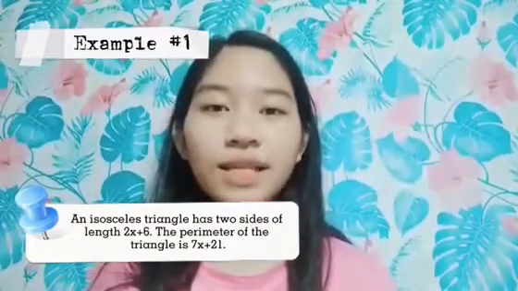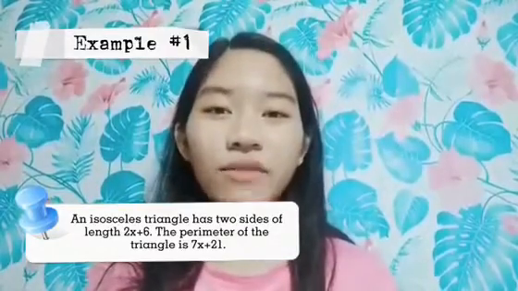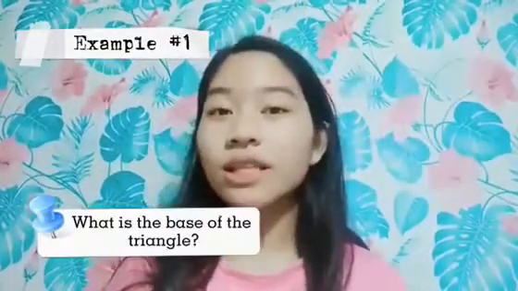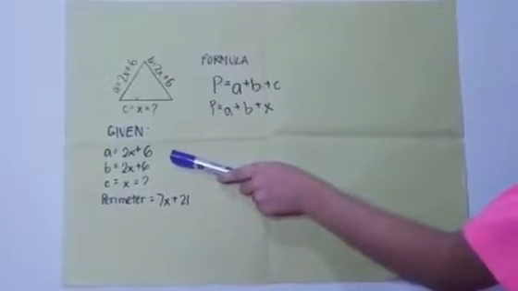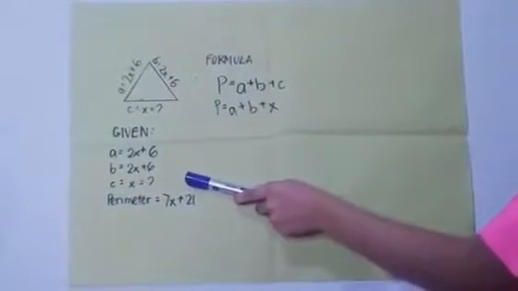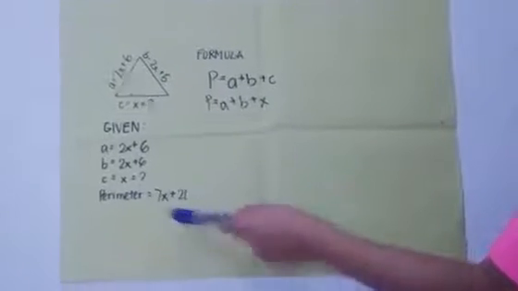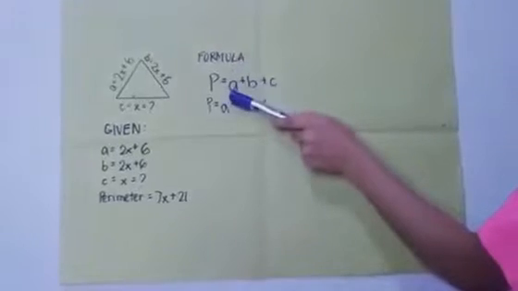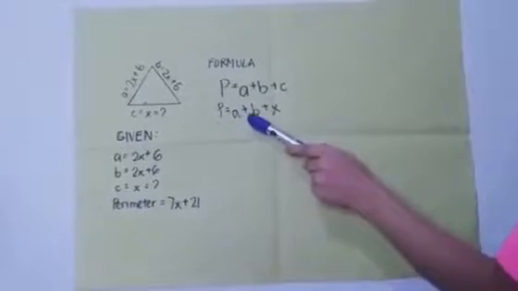Example number 1. An isosceles triangle has two sides of length 2x plus 6. The perimeter of the triangle is 7x plus 21. What is the base of the triangle? In an isosceles triangle, the given are A equals 2x plus 6, B equals 2x plus 6, C equals x equals question mark, and the perimeter is equal to 7x plus 21. The formula is P equals A plus B plus X.